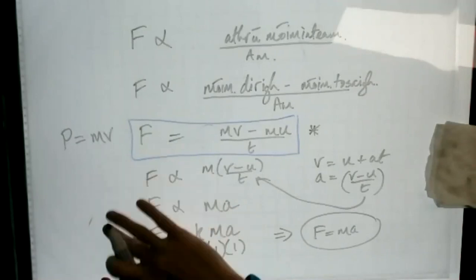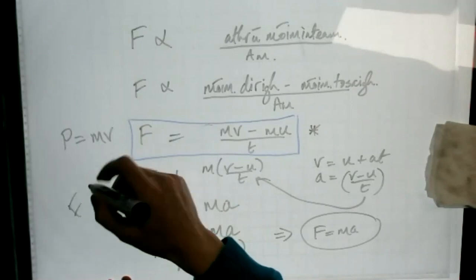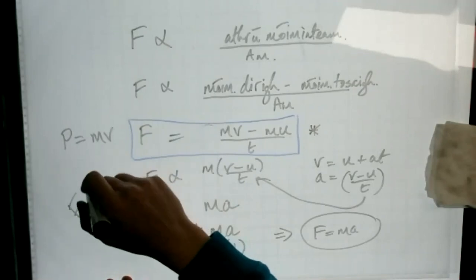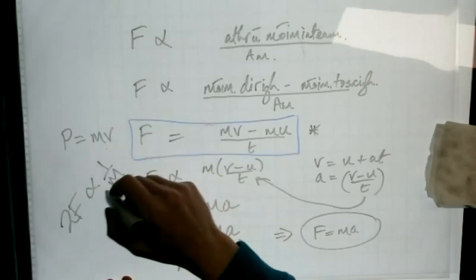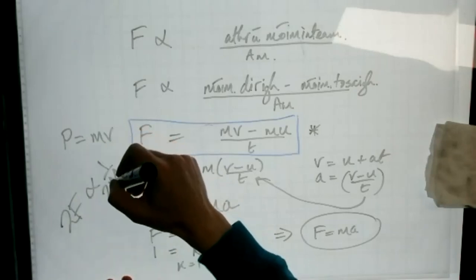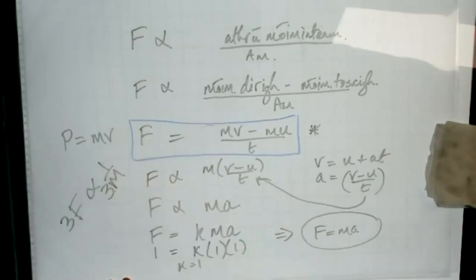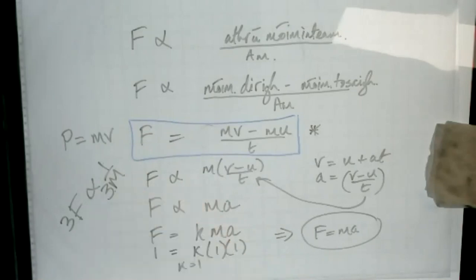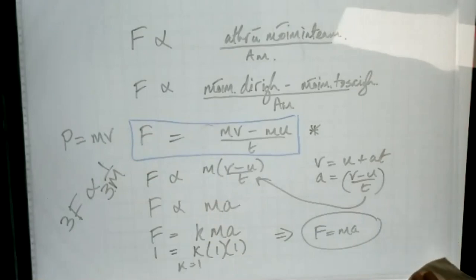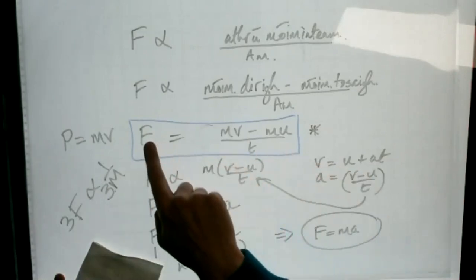Now, inversely proportional: acceleration is inversely proportional to mass. So if we double the force, we halve the mass. If we treble the force, we divide the mass by three. That is inversely proportional. So that is Newton's formula.